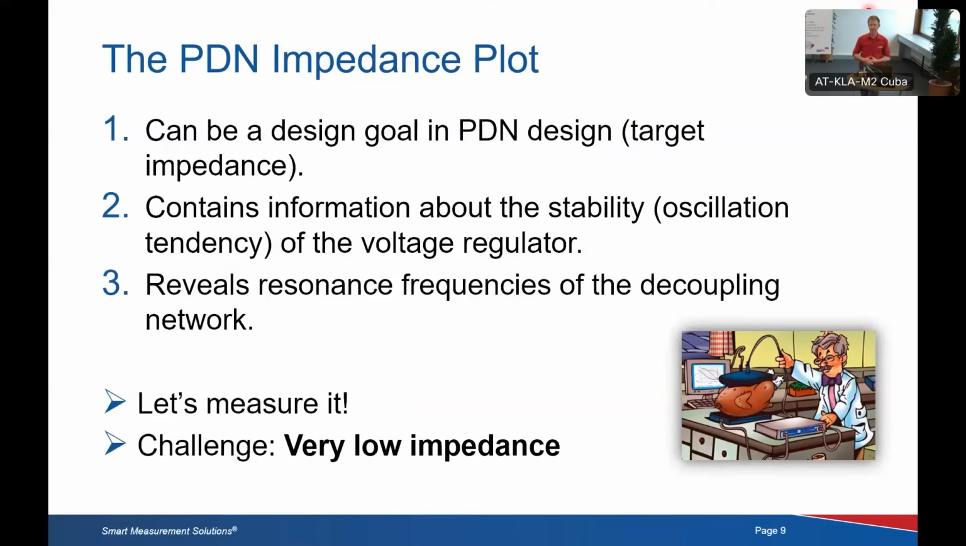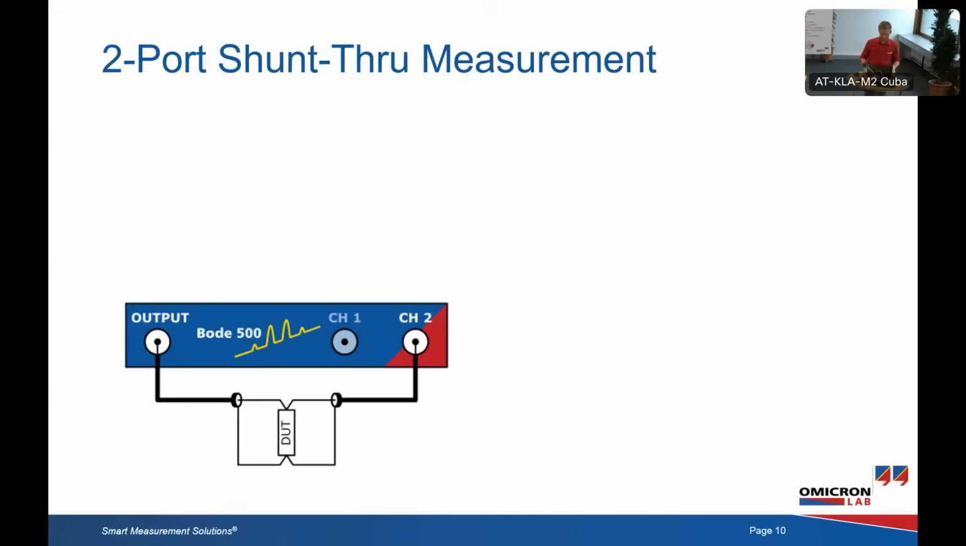There is just a little challenge involved, and the problem is that generally the PDN impedance is pretty low. So we are talking milliohms, in high cases maybe hundreds of milliohms, and even below milliohms, it could also be in the micro range. And when measuring low impedance values, the measurement method of choice is the two-port shunt-through measurement.